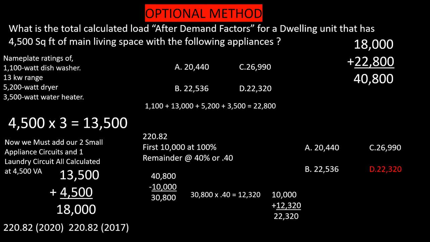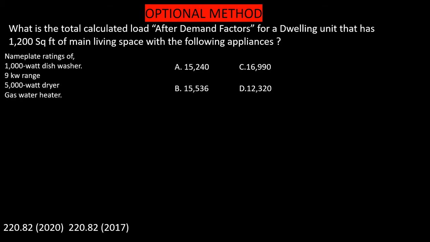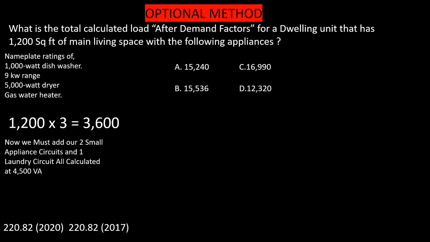Great job. What is the total calculated load after demand factors for a dwelling unit that has 1,200 square foot of main living space with the following appliances? A 1,000 watt dishwasher, a 9 kW range, a 5,000 watt dryer, and a gas water heater. So we're going to first figure out our square foot VAs. We take 1,200 multiplied by 3, and that's going to give us 3,600. Now we add our 4,500 VAs for our 2 small appliance and our 1 laundry circuits.